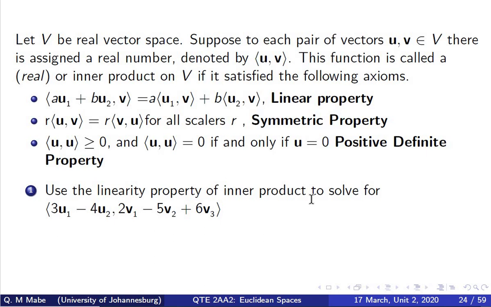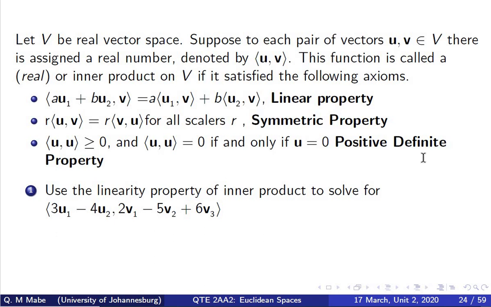Now we move on to inner product spaces. Let V be a real vector space. Suppose to each pair of vectors u, v, elements of V, there is assigned a real number denoted by u dot v. This function is called a real or inner product on V if it satisfies the following axioms.